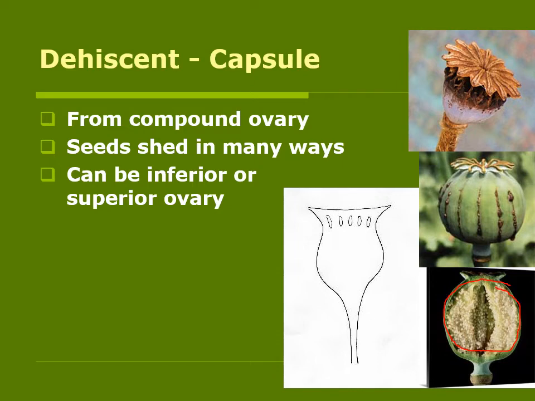This picture is just clarifying, some people think that's the poppy seeds that opium comes from. It's actually the sap in the ovary wall that they collect to make opium. It's craziness.